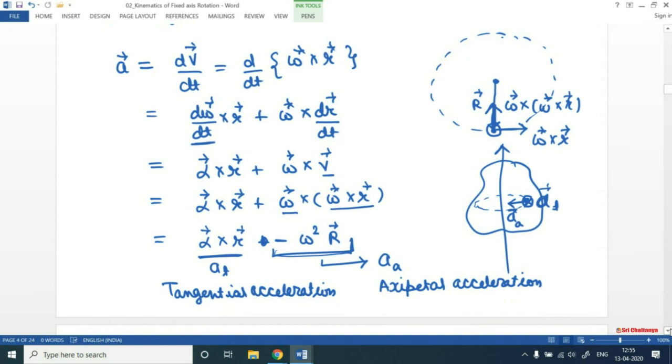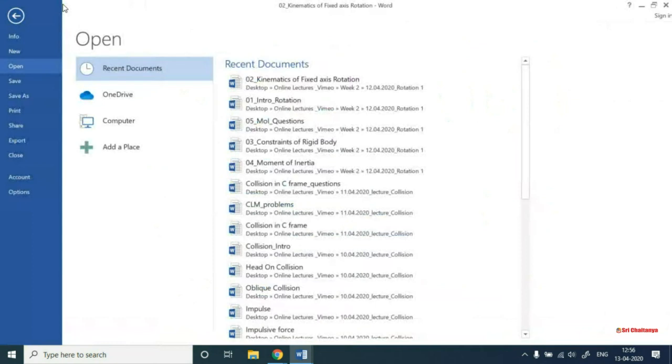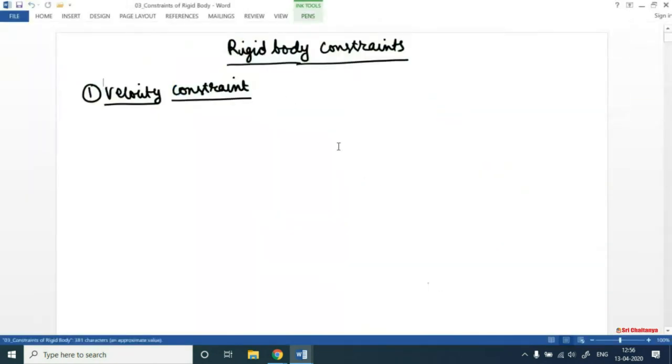We have derived these relationships, and these will be further useful whenever we are looking into the kinematics of rigid body motion. So here we have completed the kinematics of rigid body rotation. Now let's discuss the constraint of a rigid body. Whenever a rigid body moves, the motion can be translational, purely rotational, or combined translational and rotational motion also.